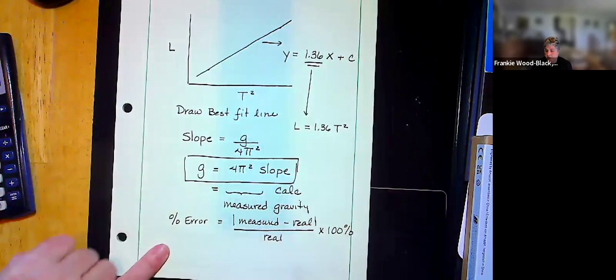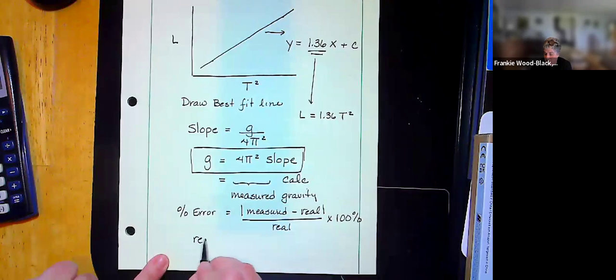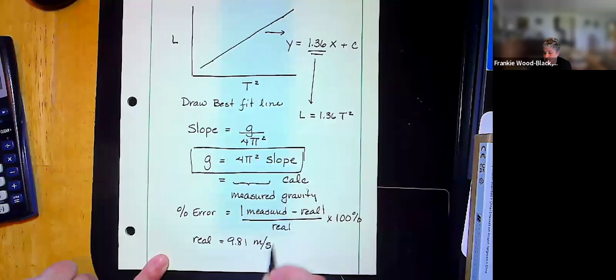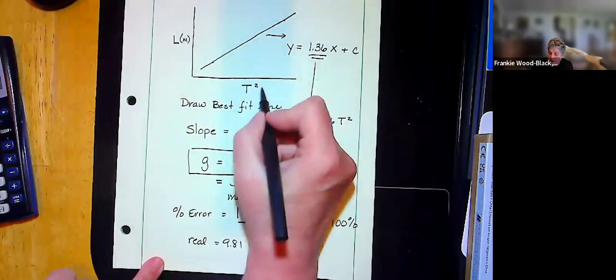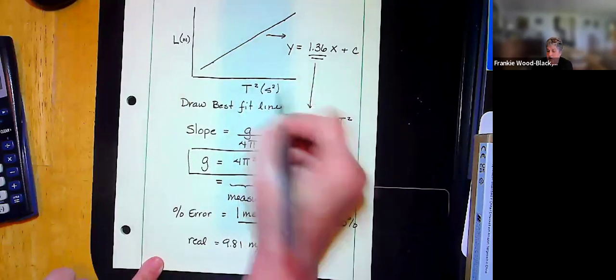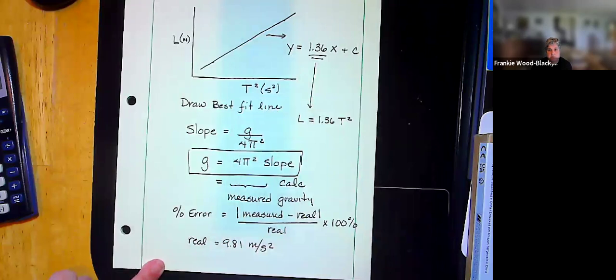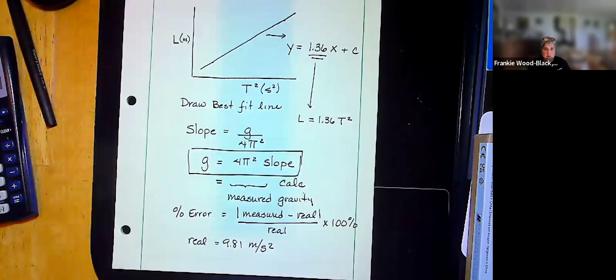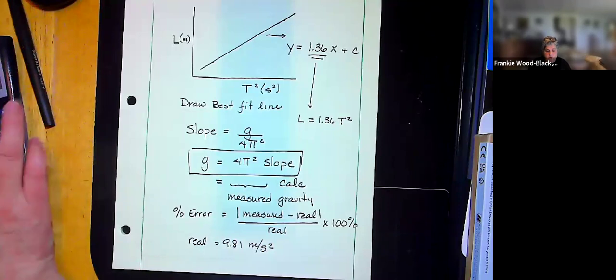And then you're going to use your percent error with the real value being 9.81 meters per second squared. And your slope, if my L is in meters and my period is in seconds squared, we know our slope is in the correct units. So that is your pendulum lab. Hopefully that will get everybody a pretty good idea of how to do that laboratory. Questions?